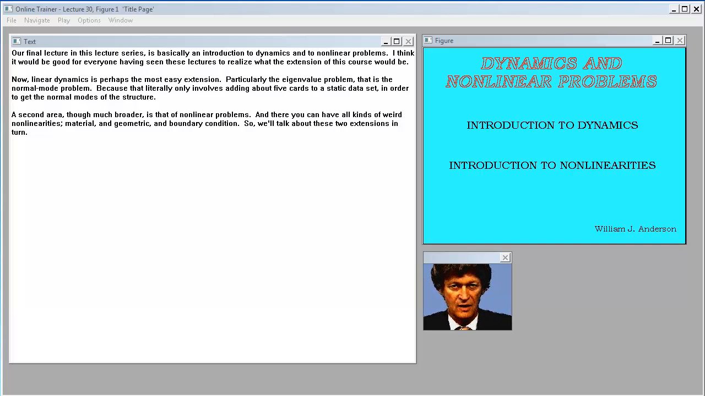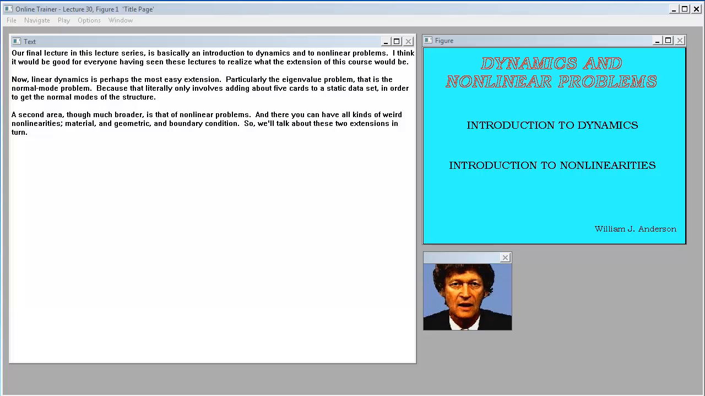Our final lecture in this lecture series is basically an introduction to dynamics and to nonlinear problems. I think it would be good for everyone, having seen these lectures, to realize what the extension of this course would be. Now, linear dynamics is perhaps the easiest extension, particularly the eigenvalue problem, that is the normal mode problem, because that literally only involves adding about 5 cards to a static data set in order to get the normal modes of a structure.